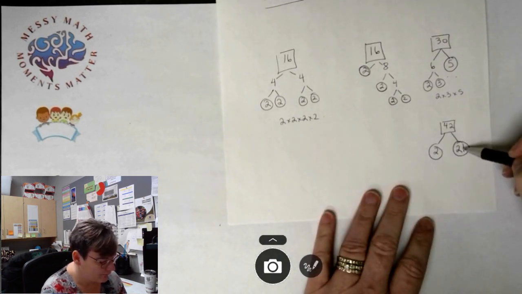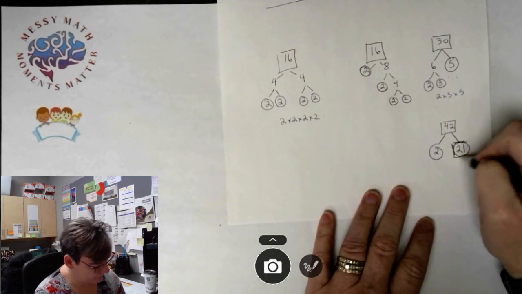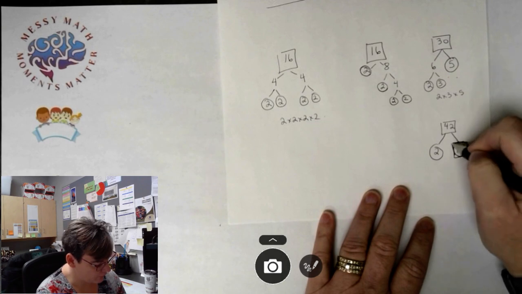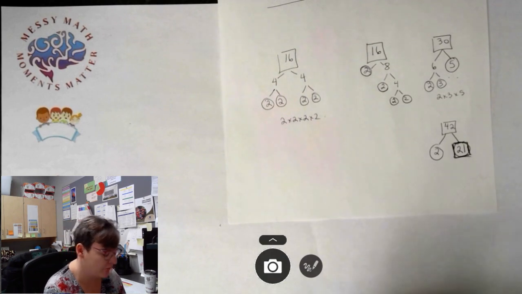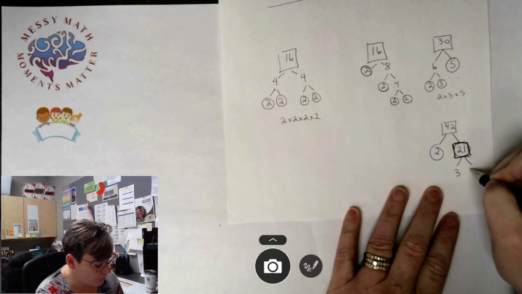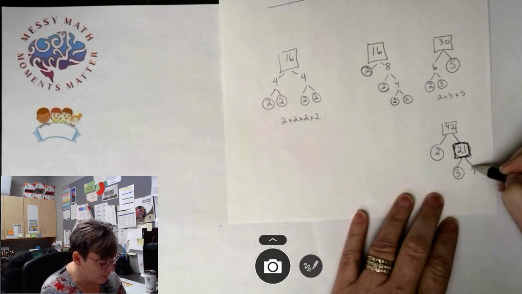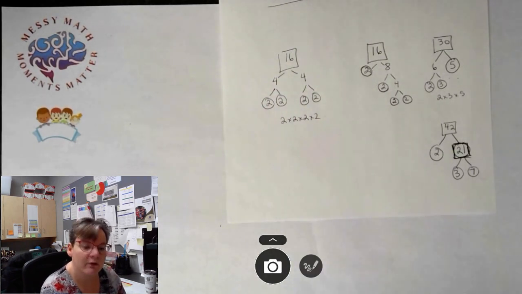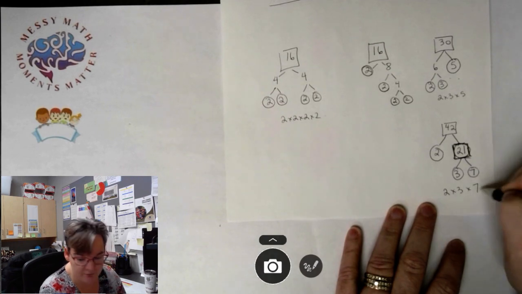So 21, oh, that's not prime. So let's put a box around it to remind myself it's not prime. Sometimes that happens where you think it's prime and then you remember that you can actually create 21 with 3 7s or 7 3s. Well, 3 is prime, 7 is prime. So 42 is 2 multiplied by 3 multiplied by 7.